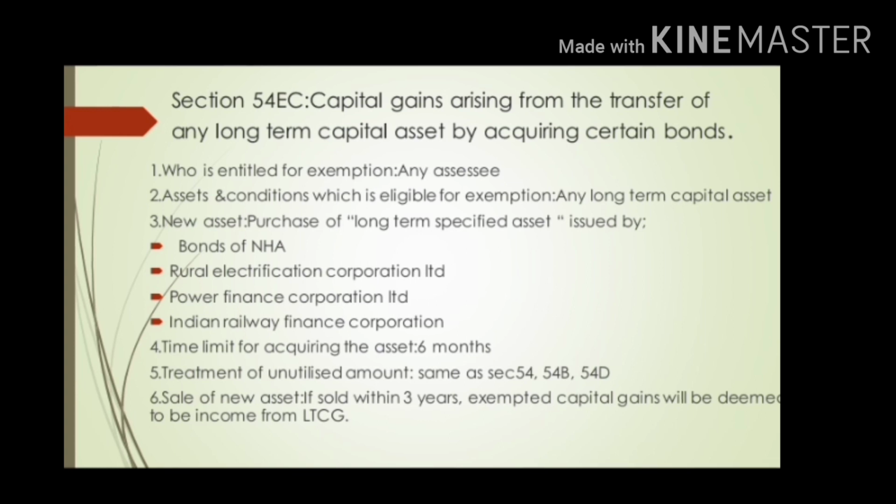Then the treatment of unutilized amount is same as section 54, 54B and 54D, means deposit in capital gain account scheme. Then the sale of new asset: if sold within 3 years, the exempted capital gain will be deemed to be income from long-term capital gain of the assessee in the year of transfer of the new asset.